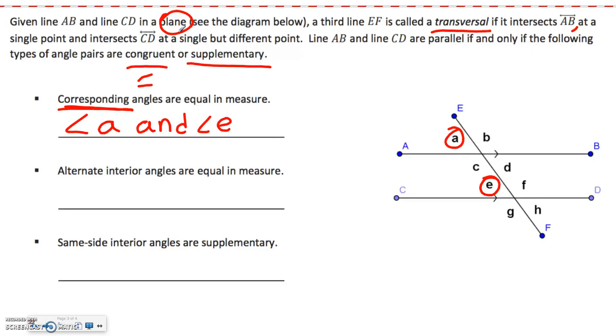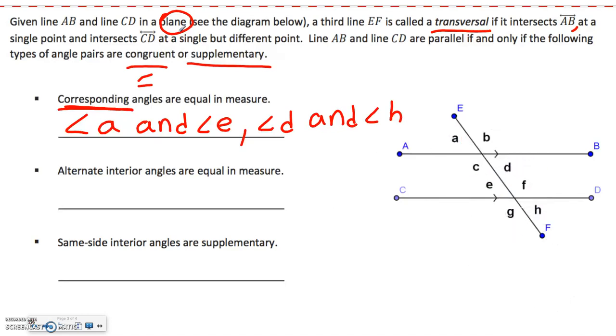So where is the next corresponding angle? We have angle D and angle H, okay? Notice where D and H are. Here's D and here's H, okay? D and H.